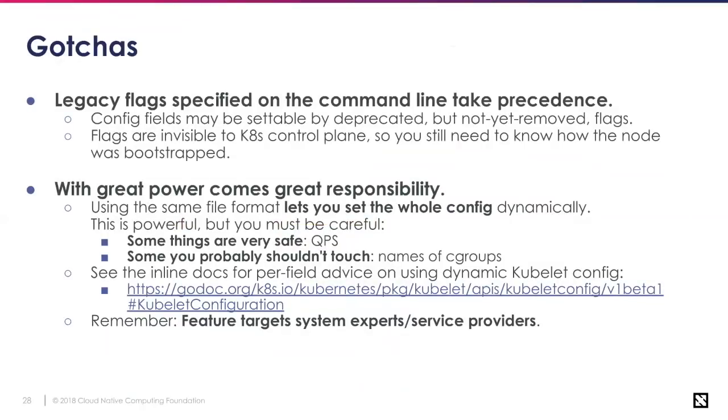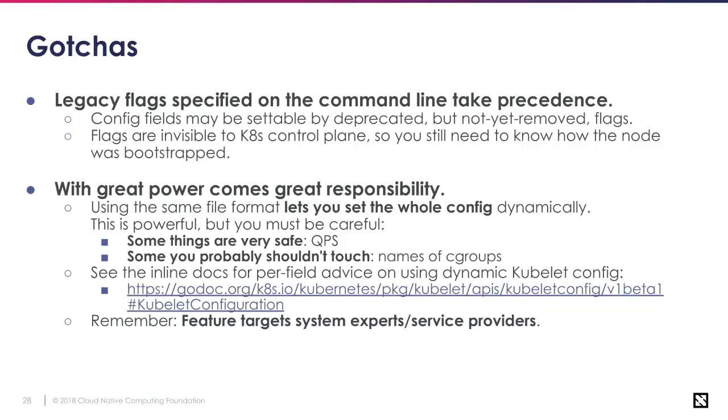So we don't live in a perfect world, so there are plenty of gotchas with all kinds of things. One is that the configuration API is a little bit low level. Because we're using the same file format, this lets you set the whole config dynamically, but this is powerful and you should be careful. Some things are very safe to change, like QPS. Some things you probably shouldn't touch, like the names of cgroups. There is inline documentation at the link in this slide for per-field advice on which things you should be more careful with. So if you follow that link, you can find more information.